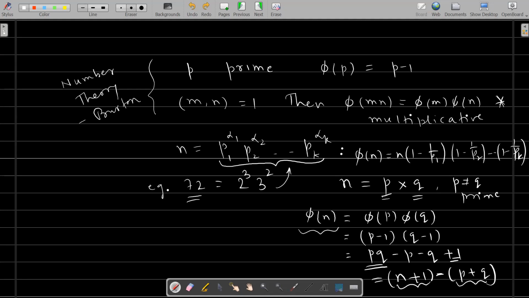Okay, yes. So these are the basics which we need for Fermat's theorem as well as for the RSA algorithm.